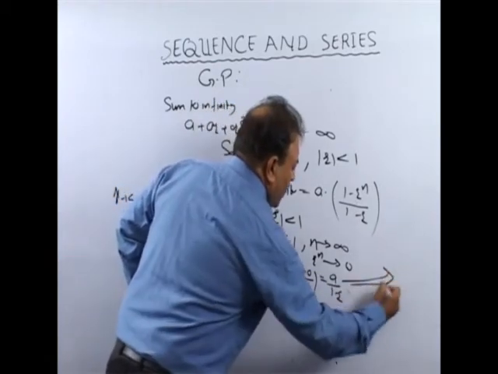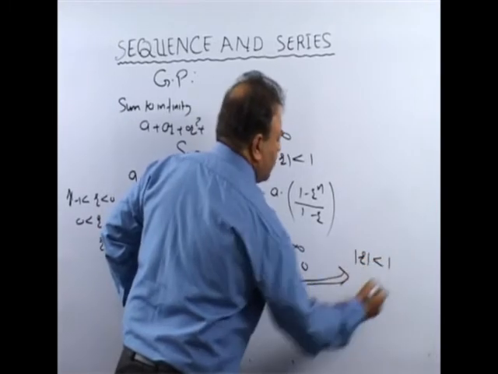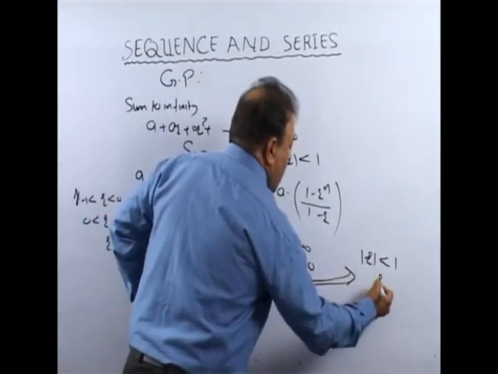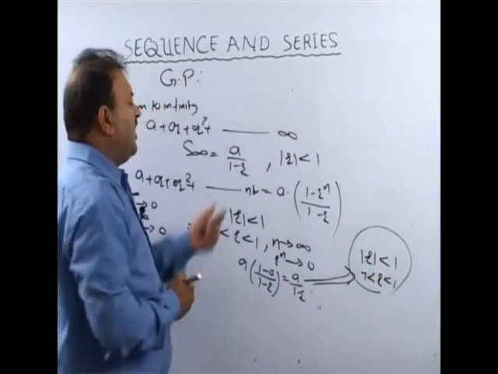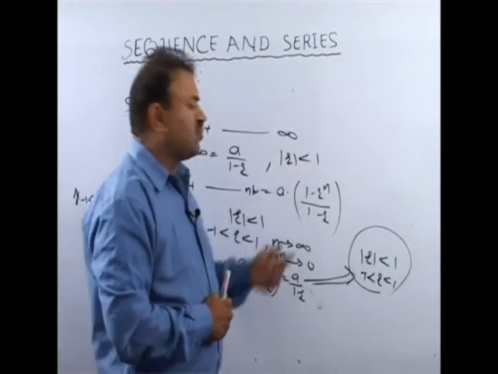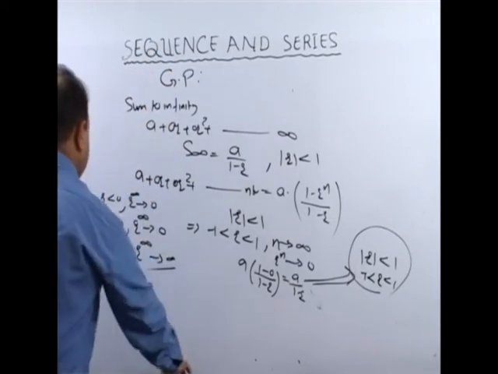So the important condition from here we can conclude: this is true only if modulus r is less than 1, or r's value is between -1 to 1. So the sum to infinity exists only if the value of r lies from -1 to 1. Then I am coming to problems.